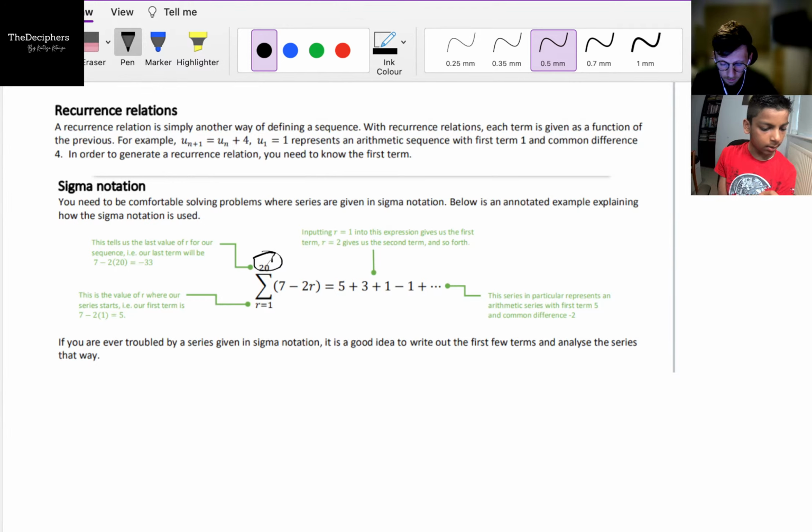And this is the value of r where our series starts. That's r is 1. That means our first term is 7 minus 2 times 1, which is 5. And it says 7 minus 2r, so that's how we know the formula. Inputting r is 1 into this expression gives the first term, 5. Then inputting 2 gives us the second term, and so on.